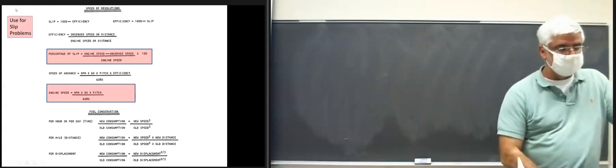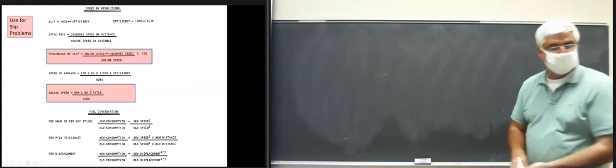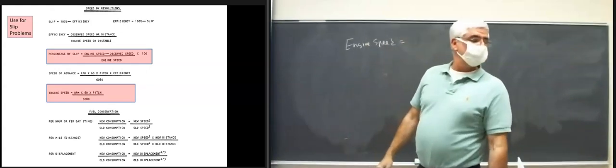So this is the formula sheet we're going to give you on the test. The formulas you're going to be interested in for slip problems are the ones in red. You got engine speed, which is RPM times pitch times 60, over 6080. All right, that's engine speed.